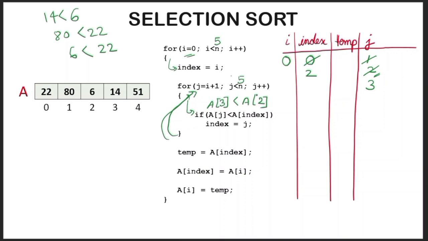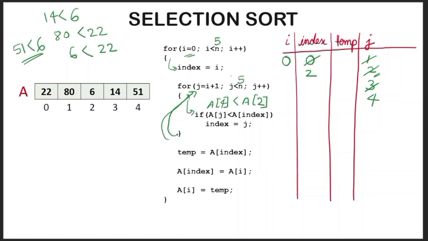So we will go and increment the value of j, 4. Now 4 is less than 5. Yes, the condition is true. So we will check now a of j, a of 4, and a of index, a of 2. So a of 4 is what? 51. Is 51 less than a of index, which is your 6, right? So is 51 less than 6? No, the condition is false.